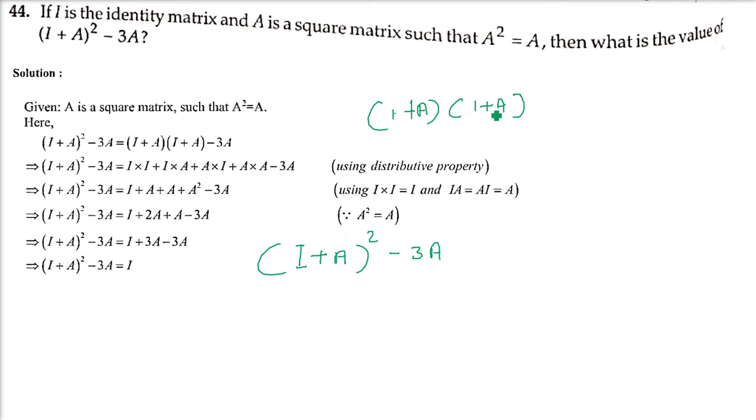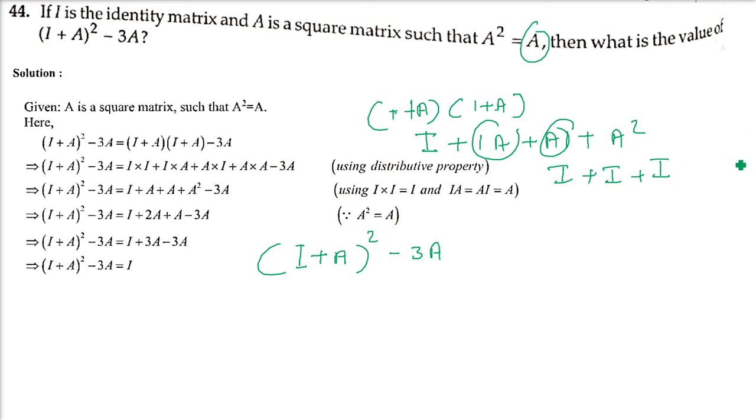So this I into I is I square. I square will be equal to I. I square is always I. Identity square is I only. Then I into A and A into I. Whenever we multiply a matrix by I, it is going to be A. Same matrix. And then A square. So this IA and AI will be equal to A. I'm writing I, it is not true. It has to be A. I'll just change it. And A squared is already given in the question. A square is A.